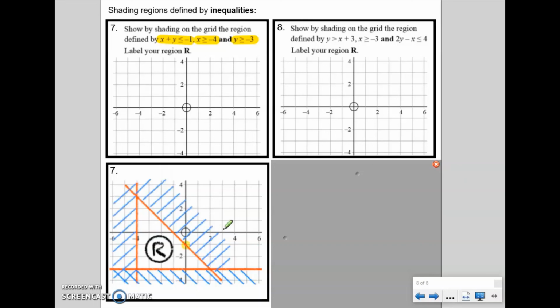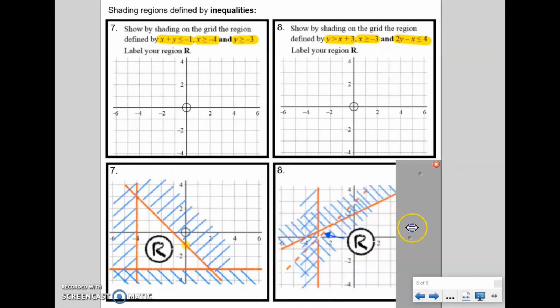Okay, last question. So we are going to draw three linear graphs. We're going to draw the graph of y equals x plus 3. We're going to draw the vertical graph of x equals minus 3. And then we're also going to draw the graph of 2y minus x is less than or equal to 4, or 2y minus x equals 4 for the basis of drawing it. So if I was to go ahead and draw the graphs, it would look like this.